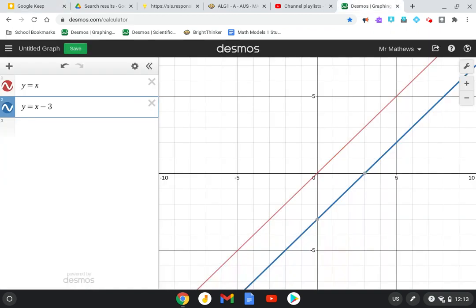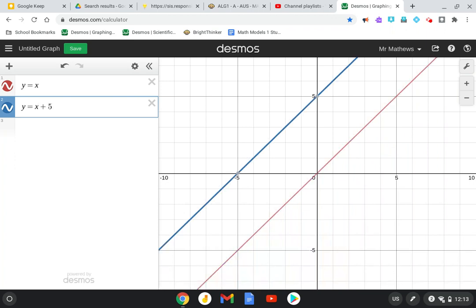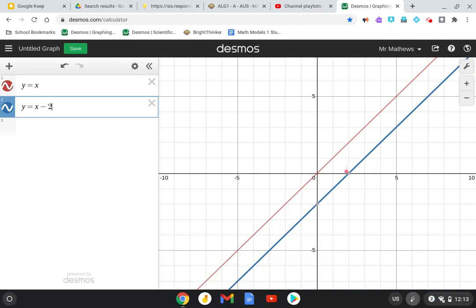So looking over here, we can see it's not much different from our previous example, but if I add 5, I see that the graph has been shifted 1, 2, 3, 4, 5 units to the left. And if I subtract 2, it's been shifted 1, 2 to the right. So that's where that comes from.